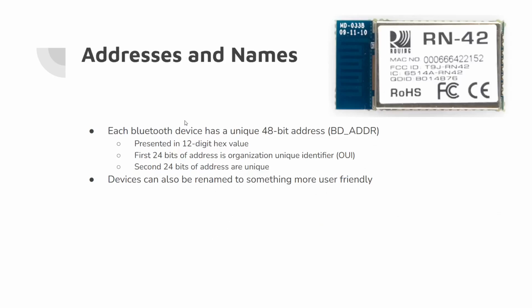Just a brief mention on addresses and names. This is very similar to like if you had a NIC in a modem or something of that nature, but each Bluetooth device has its own 48-bit address called a BD_ADDR, and it's presented as 12 hex values. The first 24 bits are the OUI, which is again the same as the MAC address on a NIC, and then the second 24 bits are unique. And then devices can also be renamed to something more user-friendly for ease of use.